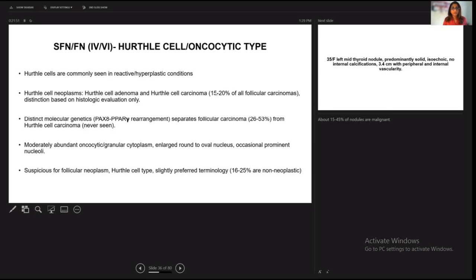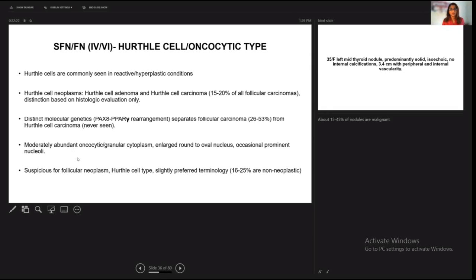Also, it's unfortunate with the Hürthle cell category because there are not a lot of molecular changes that we can appreciate, like how we do in PTCs or medullary thyroid carcinoma. And so the only distinct molecular characteristic that we're seeing is the PAX8/PPAR gamma gene rearrangement that potentially can separate follicular carcinoma, which tends to have more of these rearrangements, from Hürthle cell carcinoma, because Hürthle cells really don't have a lot of signature changes yet.